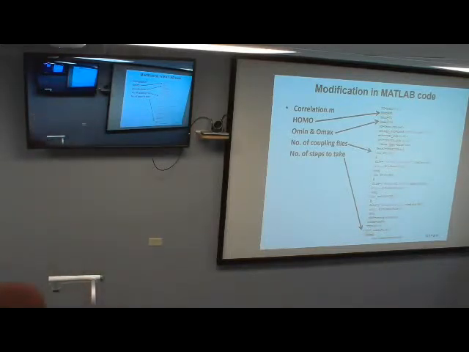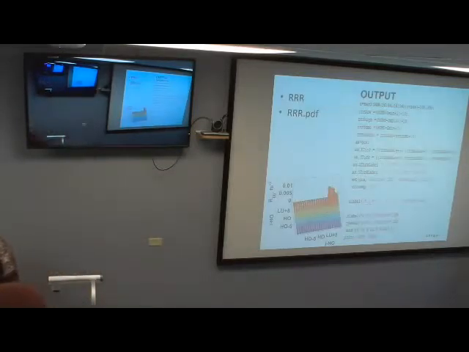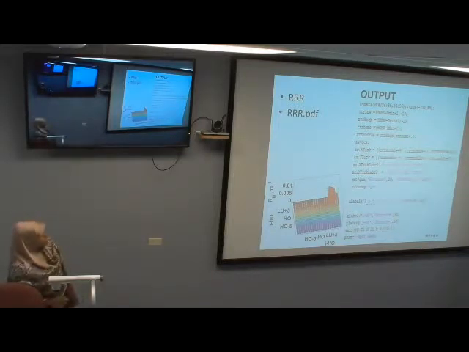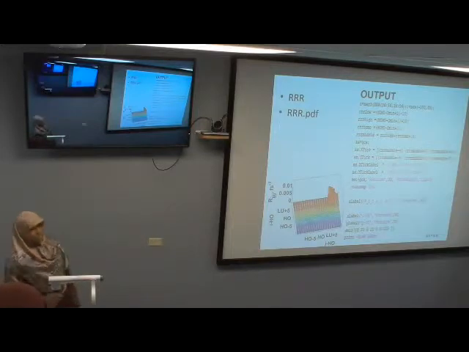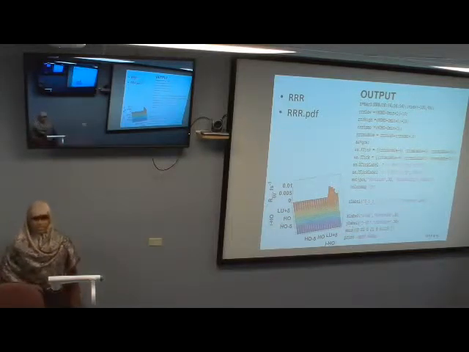Since I had 700 something files. And then you need to put all these files in the MATLAB directory on your local computer, and then run the correlation code. Then you should get this RR file and this PDF file. And you can modify this code for plotting the rate tensor.